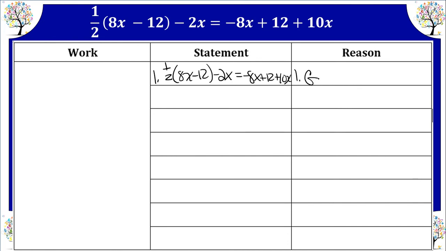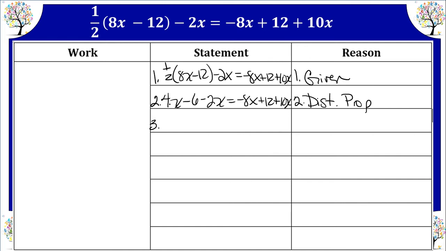Our first reason is the given. Now, when we're solving equations, we're going to have to clear up parentheses first by using the distributive property. That's the first thing you always do if you have parentheses. So we're going to distribute the 1/2 to get 4x minus 6. So that was the distributive property.